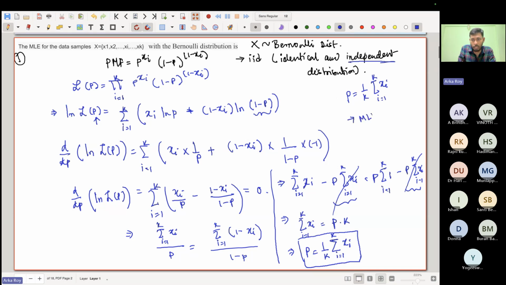Hence, the MLE is the sample mean of the distribution. So this is the answer.